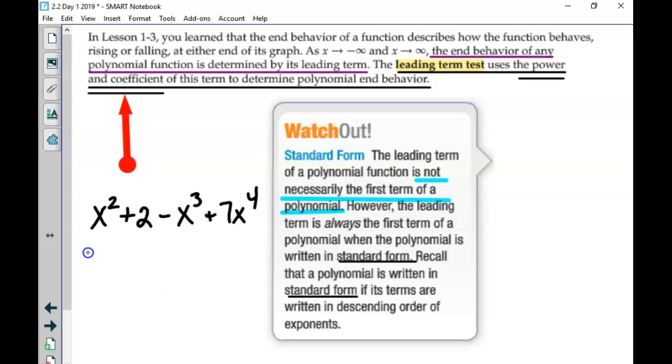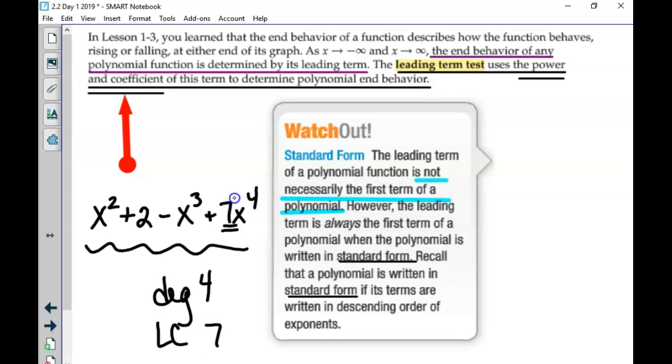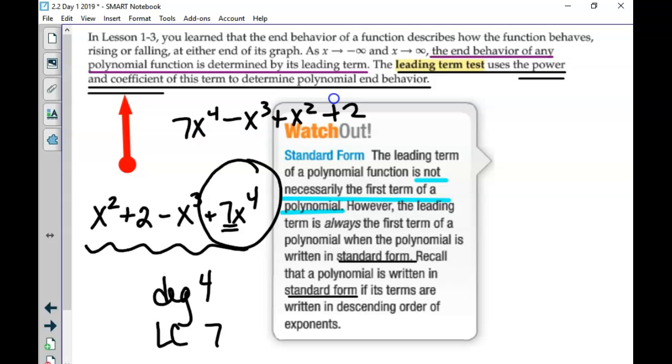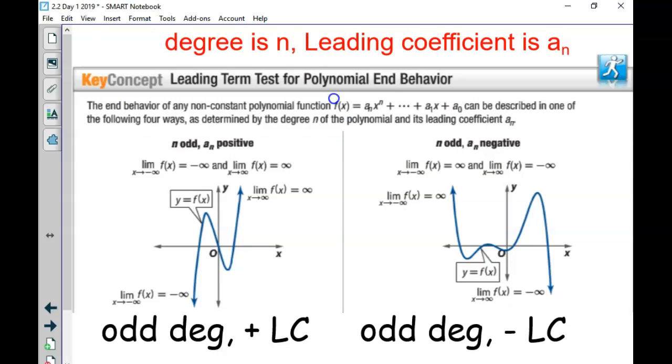What is the degree of this polynomial, guys? Yeah, it's degree 4, even though the leading coefficient is way back here, right? So this is degree 4 with a leading coefficient of 7. Everybody good? The degree and leading coefficient always come from the same term. If I rewrote that in standard form, it would have said 7x to the 4th minus x cubed plus x squared plus 2. And then it would have had the leading coefficient out front where it seems like it should belong.